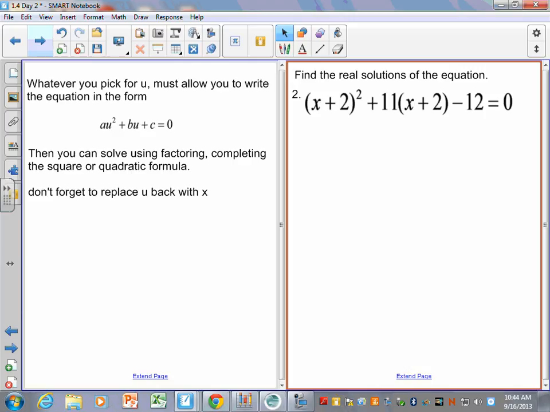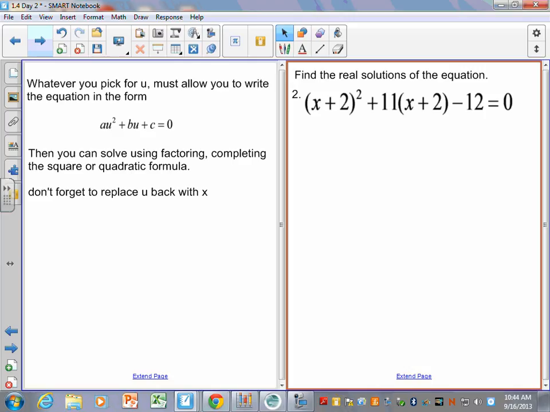In Algebra 2, we pretty much only kept u with x to the 4th, x to the 6th, x to the 8th, stuff like that. Every now and again, they might have thrown in a square root problem. But in this book, they want to show you that you can make u really be anything as long as it fits that format.